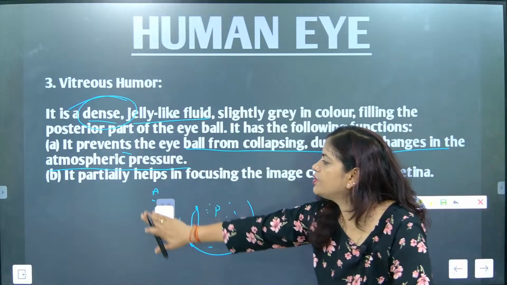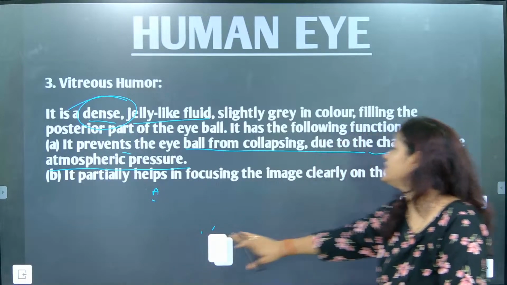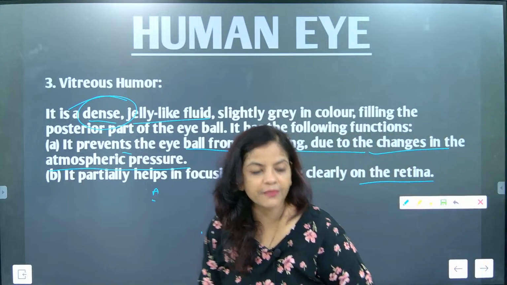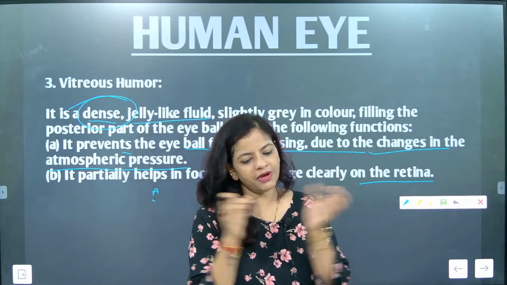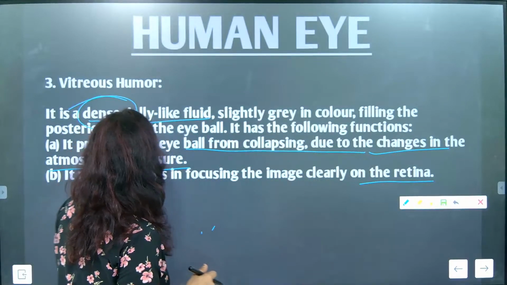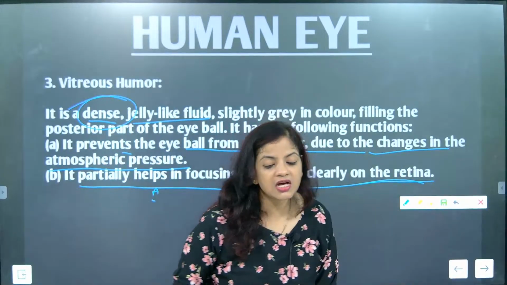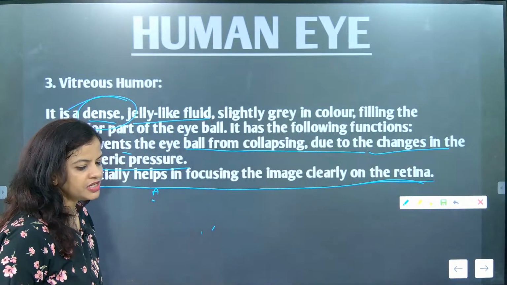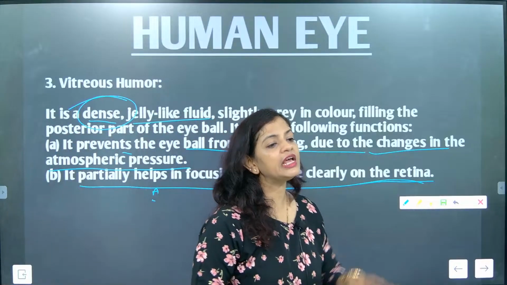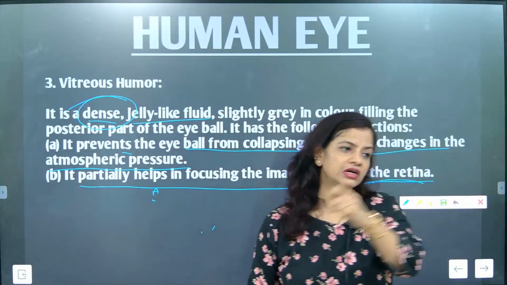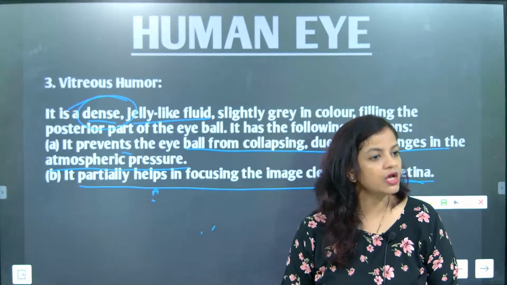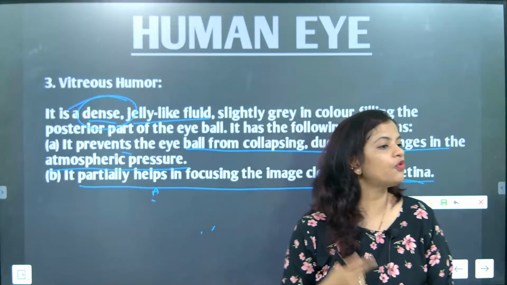Now we will go to the next part. It helps in focusing the image clearly on the retina. First, it maintains the shape; the shape is not disturbed. Second, it partially helps in focusing the image on the retina. If the fluid-filled part is there, it allows the light ray to enter inside and fall on the retina. I hope you understood shape maintenance and allowing light to fall on the retina.